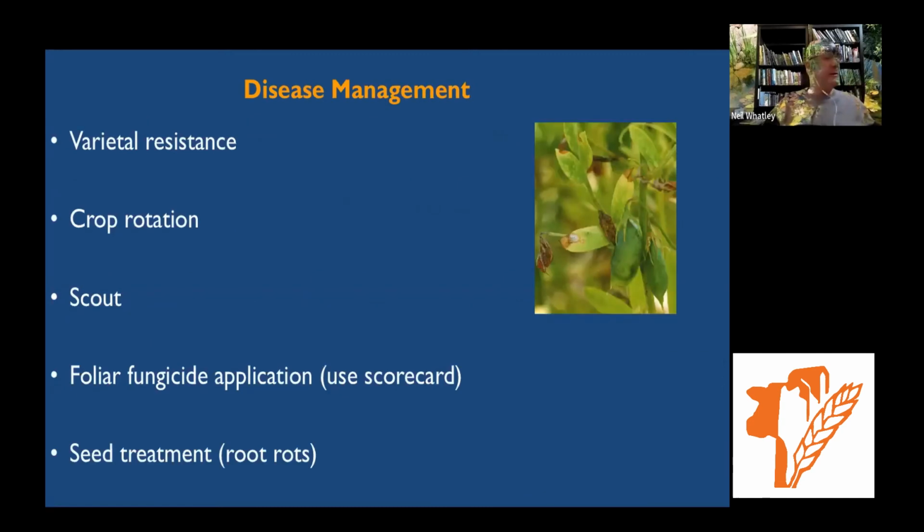Disease management. So want to look at varietal resistance when you're choosing your variety. Good crop rotation is important. Scout for disease, use those scorecards. Foliar fungicide application if necessary, and seed treatment for root rots.